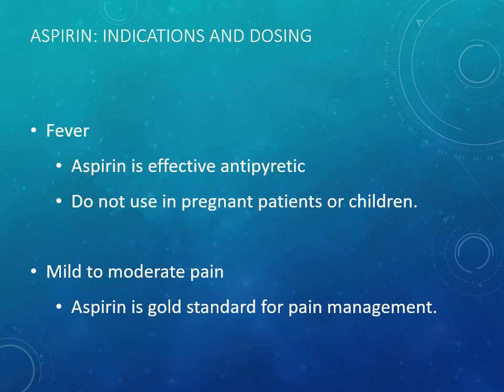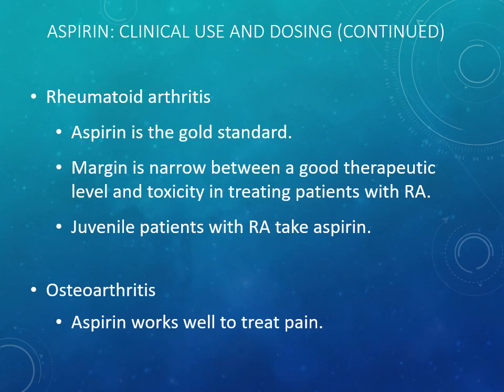So indications, obviously fever. It's a very effective antipyretic. We don't want to use it generally in pregnant patients or children. Mild to moderate pain. It is the gold standard for pain management. For rheumatoid arthritis, it can be a gold standard, but there's also a narrow range between a good therapeutic level and toxicity when we're treating patients with rheumatoid arthritis. Juvenile rheumatoid patients will often be given advice to take aspirin as well. And for osteoarthritis, it does work well for treatment of pain.